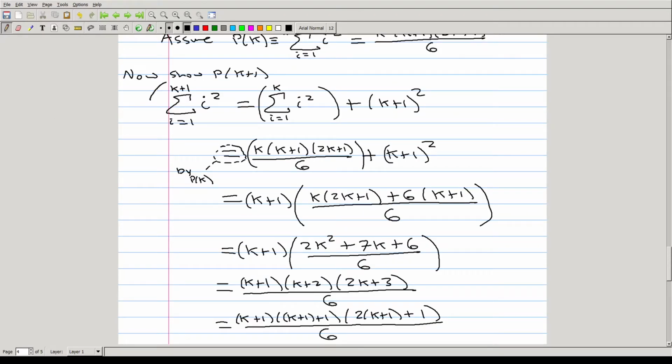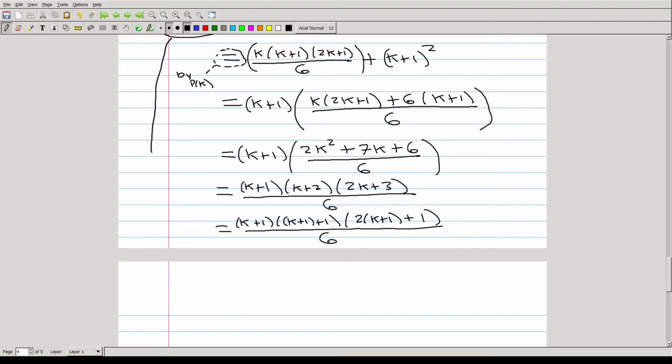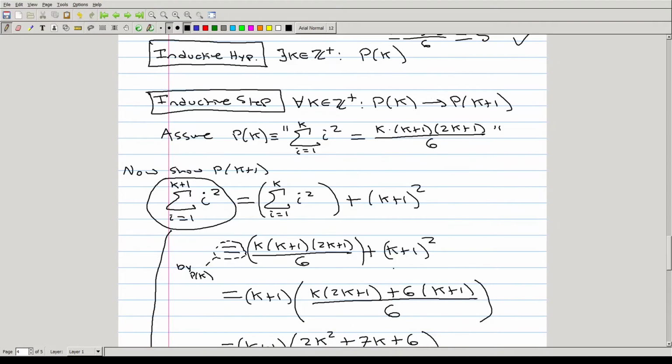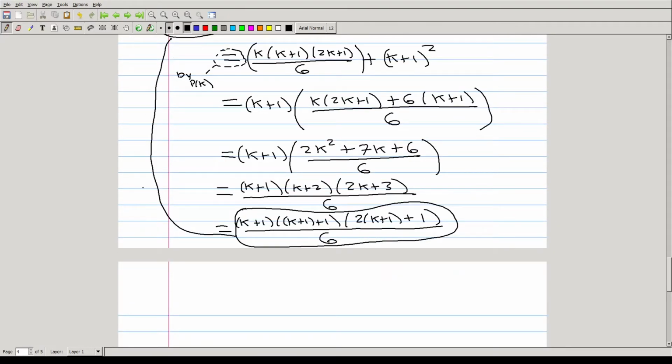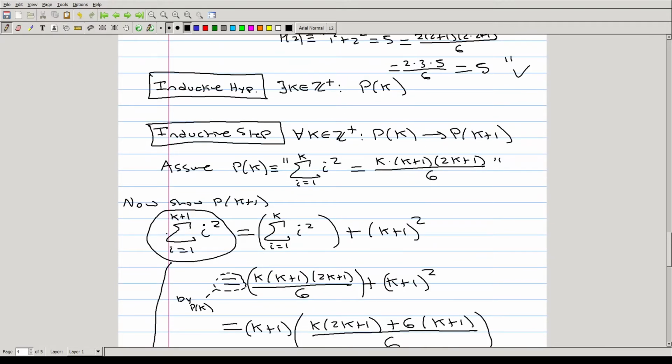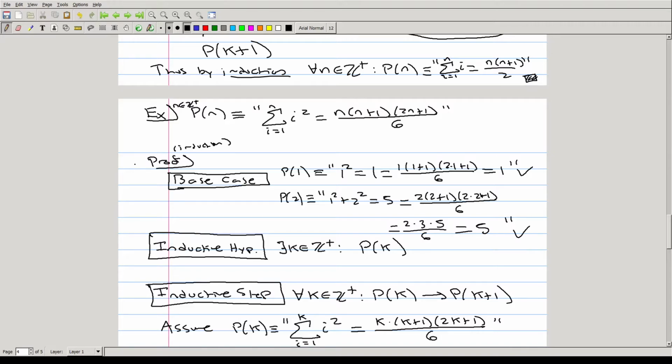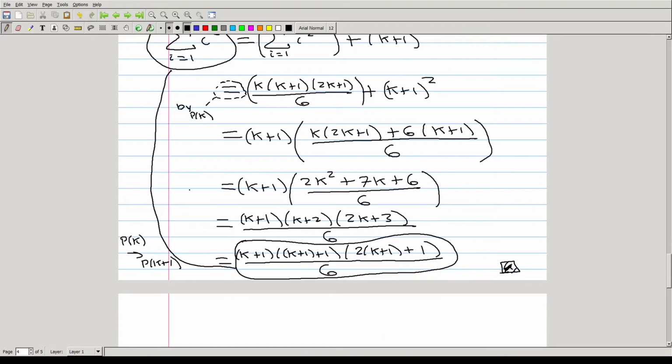So we've shown that this summation is the same thing as this formula in terms of k plus 1, and therefore we've shown that if P of k is true, then P of k plus 1 must also be true. So therefore, by induction, we conclude that this statement has to hold for every positive integer n. So this is very neat, and I think clearly shows the idea behind mathematical induction.